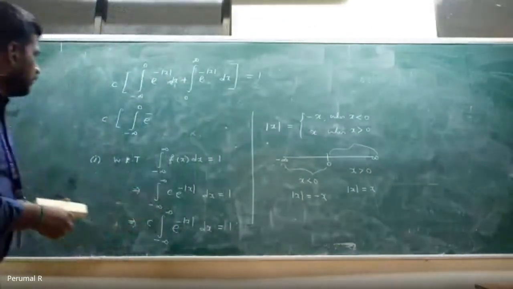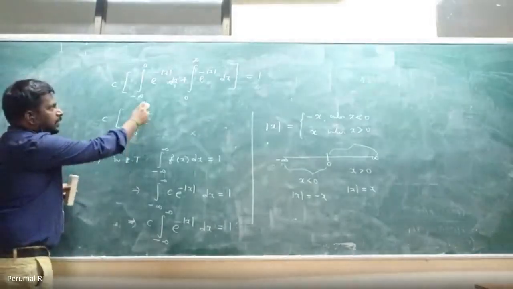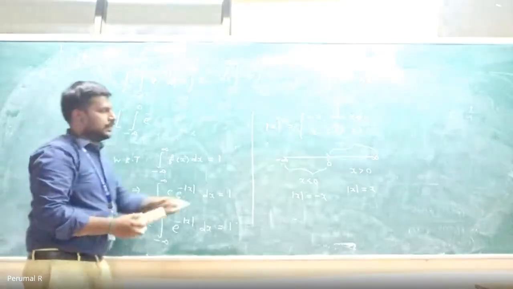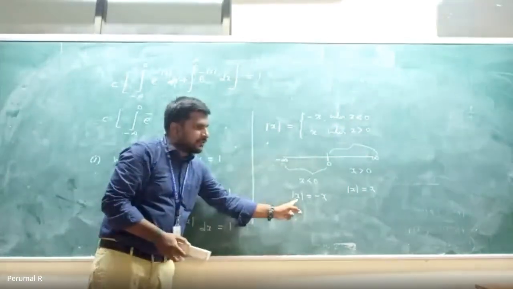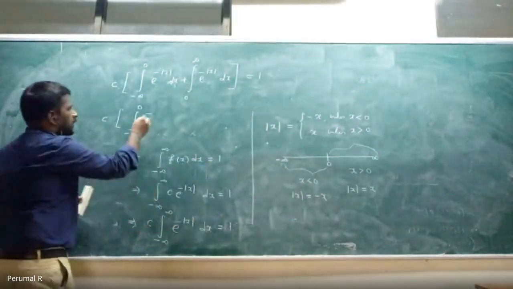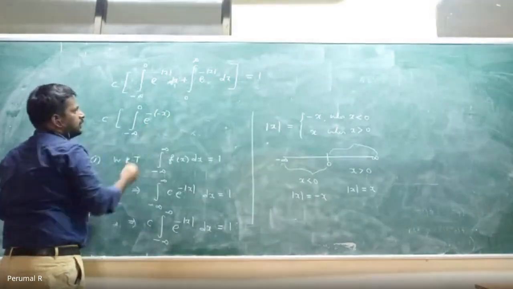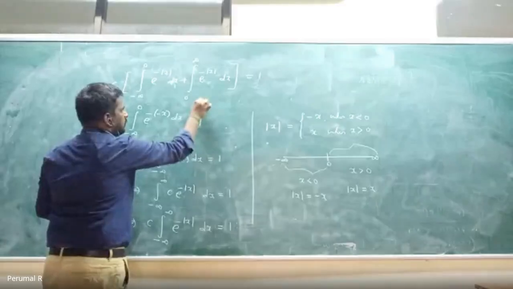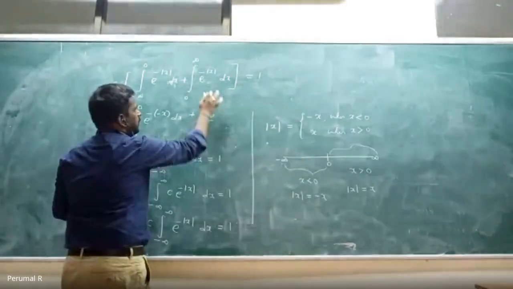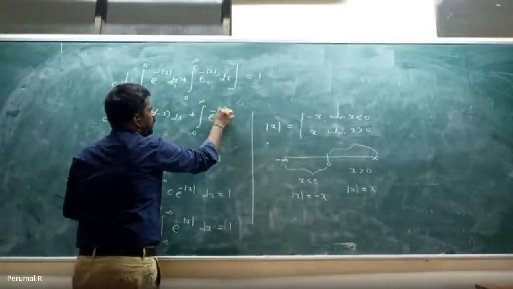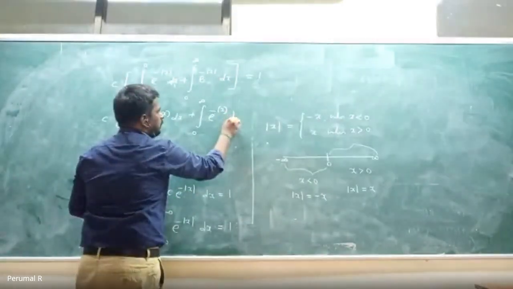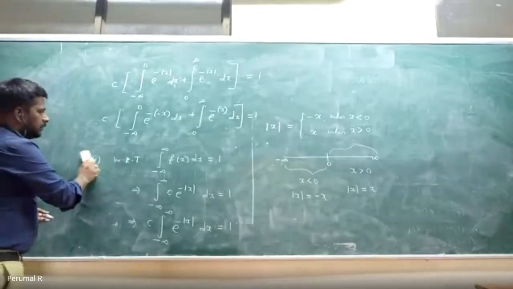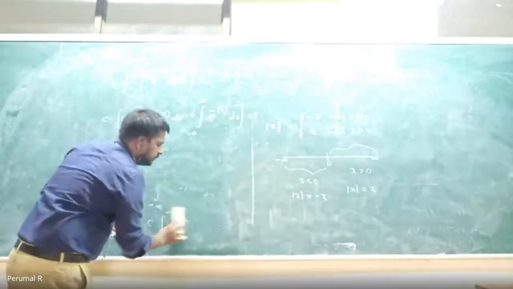Here in that interval, what is your modulus x value? From minus infinity to 0, your modulus x value becomes minus x. Therefore, e power minus of minus x dx. Here from 0 to infinity, e power minus modulus x becomes e power minus x, since you are getting plus x. So dx equal to 1. Now you have to integrate that function. How to integrate?